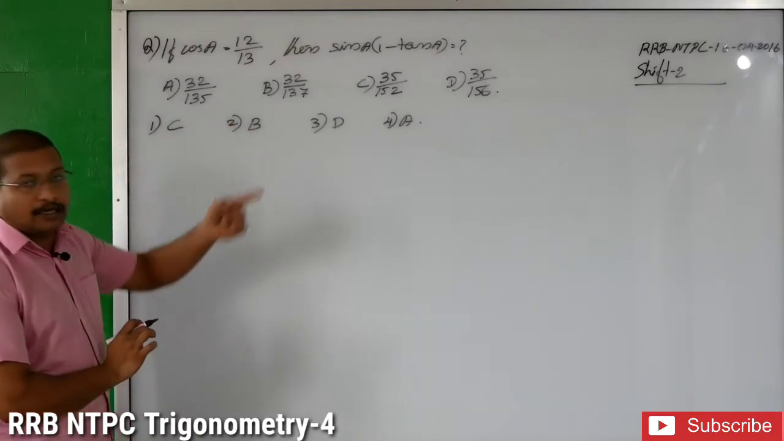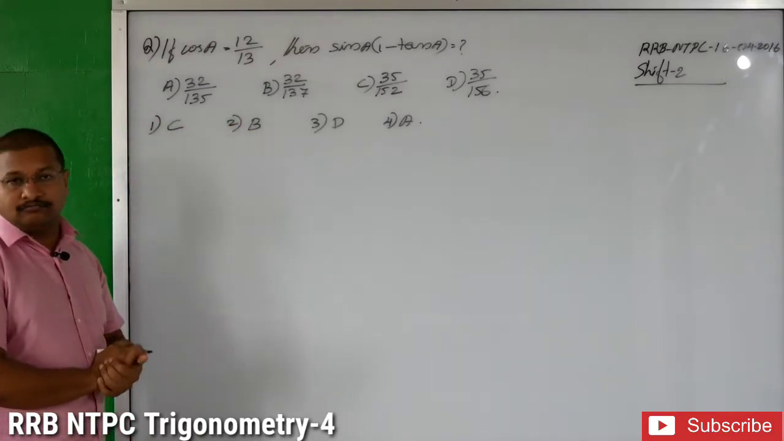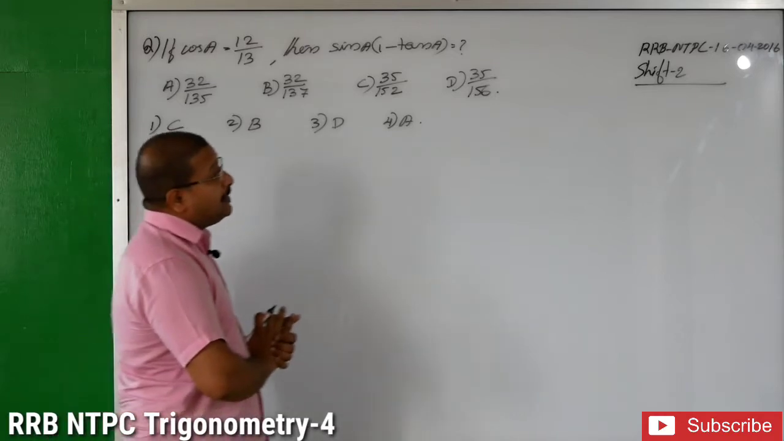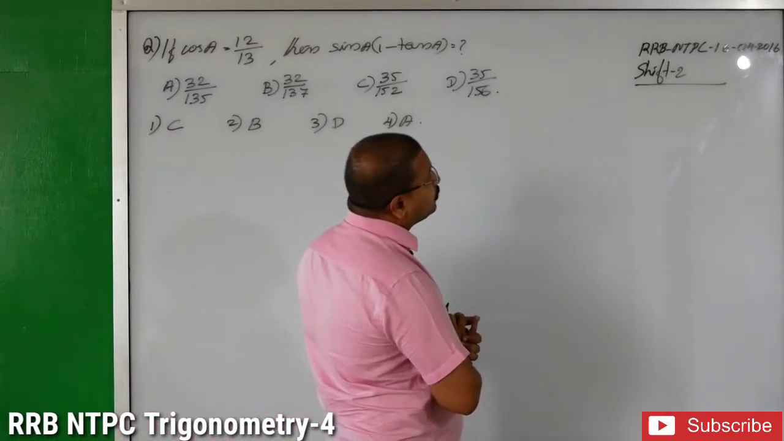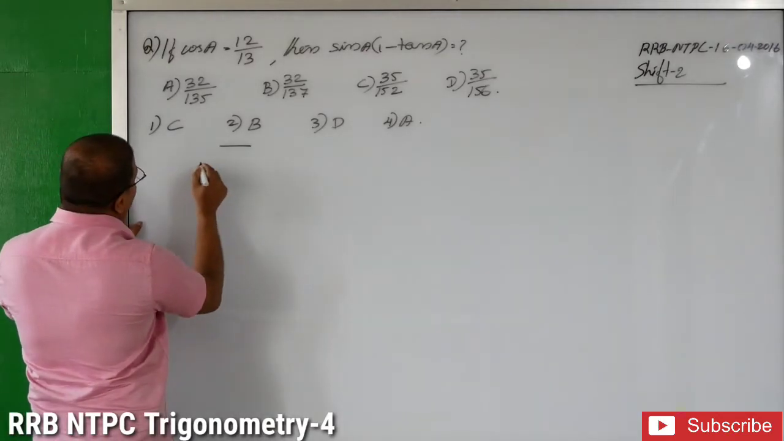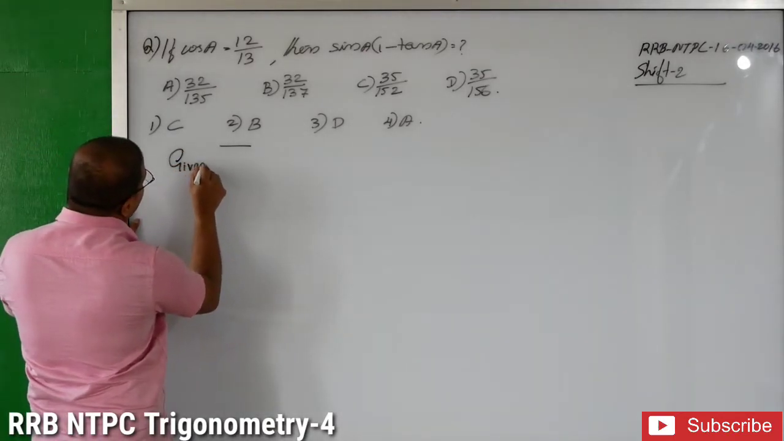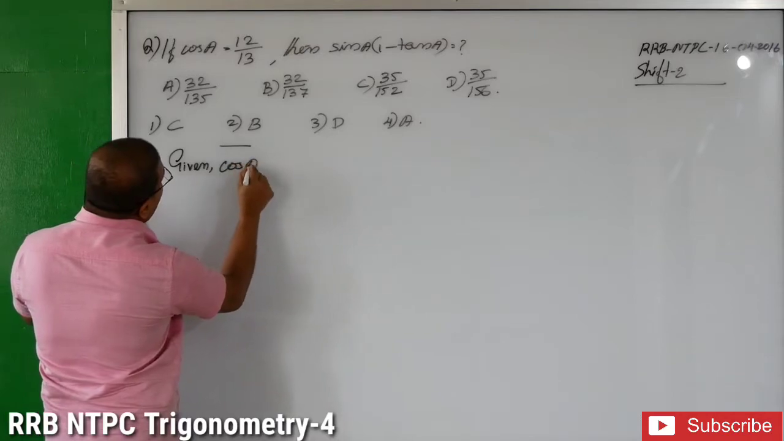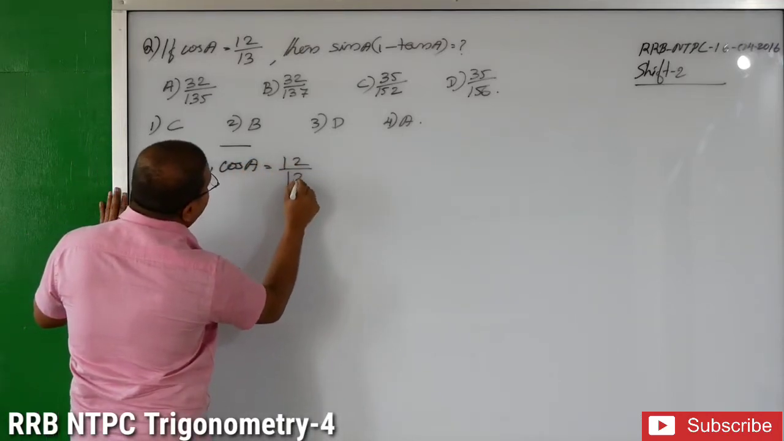Of course, answers are given and the options are there. Ready? Now, it came in RRB NTPC 16/4/2016, shift 2. Now, what is given here? Given cos A equals 12 by 13.